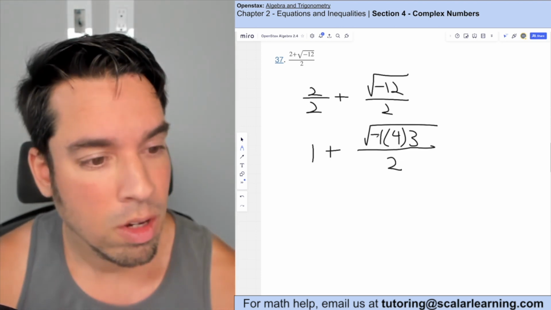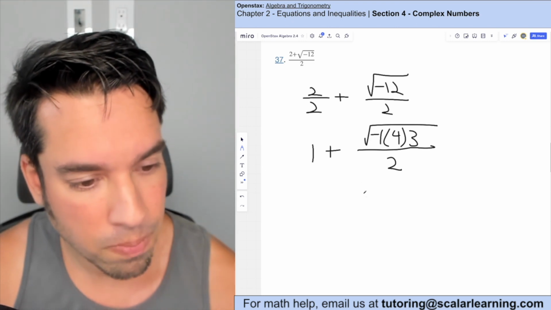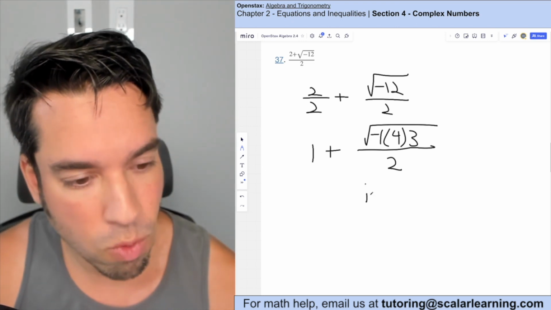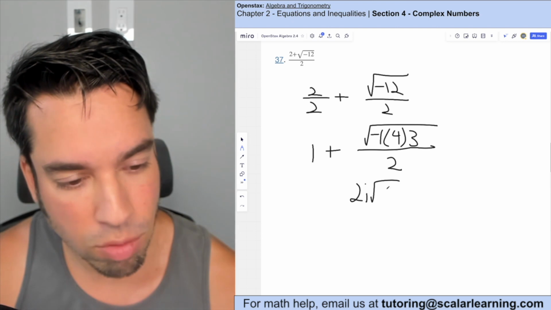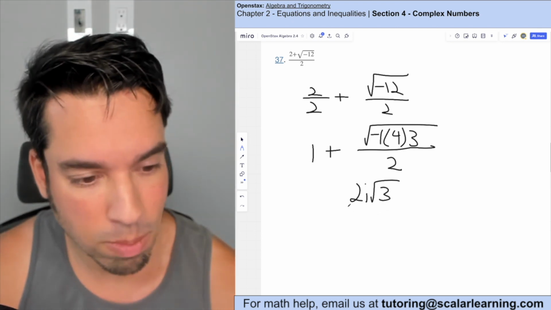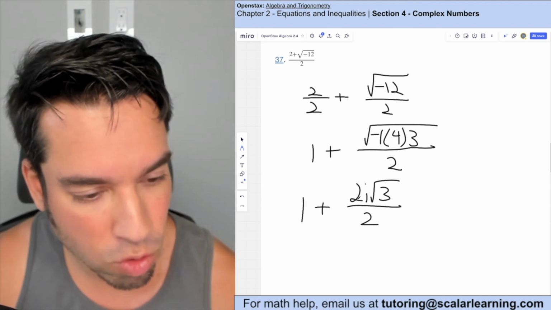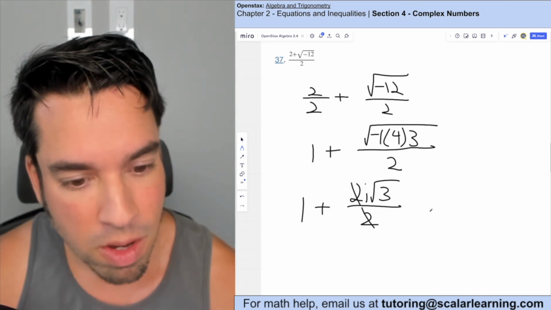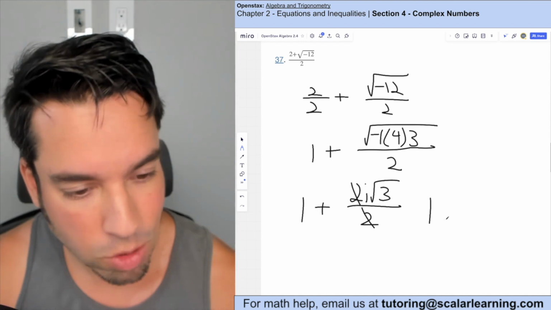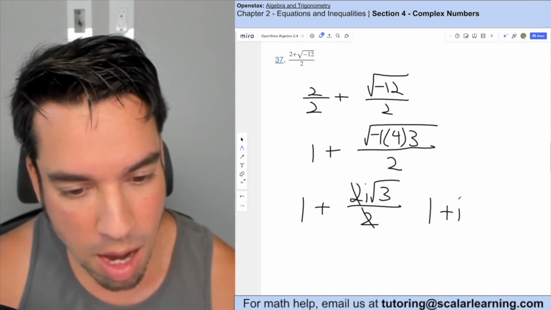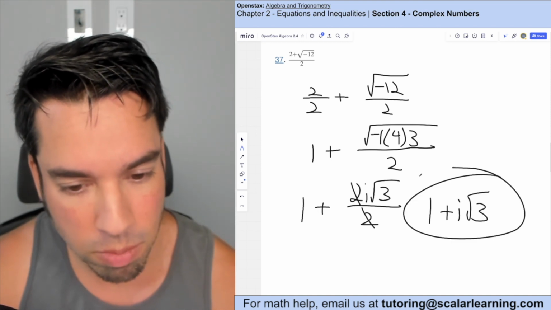So check this out. The square root of negative 1 is i. The square root of 4 is 2. And that 3 is stuck inside. We can't do anything to simplify that. And that's over 2. So 1 plus this. Last but not least, I can cross off the 2's on the top and the bottom. So my final simplified expression is 1 plus i root 3, boom, done.